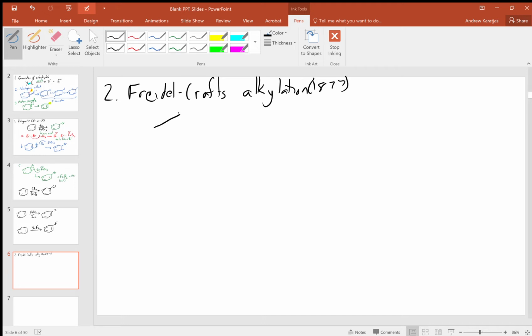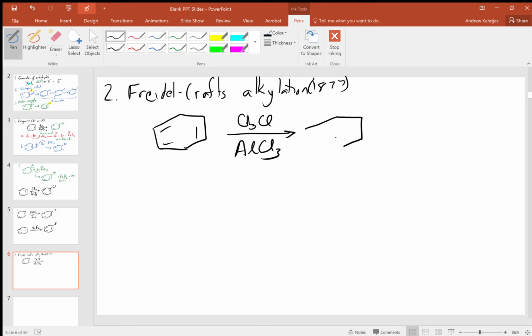So in the Friedel-Crafts alkylation, we're going to take an alkyl halide, and we'll just start with chloromethane for this first example, and a Lewis acid like aluminum chloride, and we get substitution of that alkyl group onto the aromatic ring. So this is a reaction that's going to allow us to make new carbon-carbon bonds.